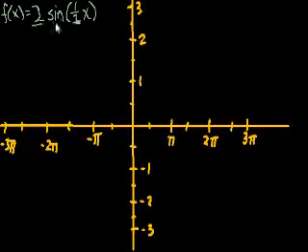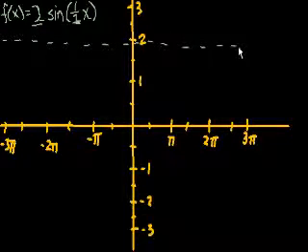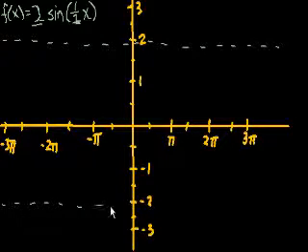So let's start with the amplitude. This 2 tells us that the amplitude of this function is going to be 2. Because if it was just a 1 there, the amplitude would be 1. So it's going to be 2 times that. So let's draw a little dotted line up here at y equals 2. And then another dotted line at y equals -2.